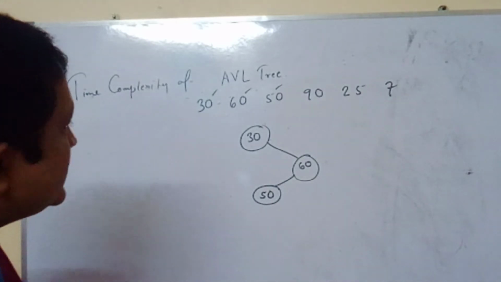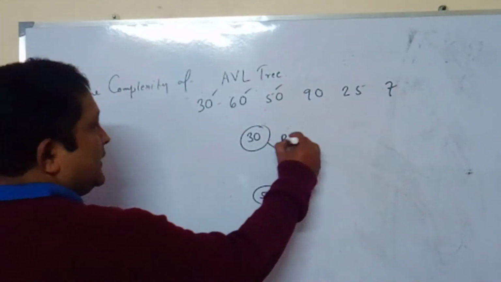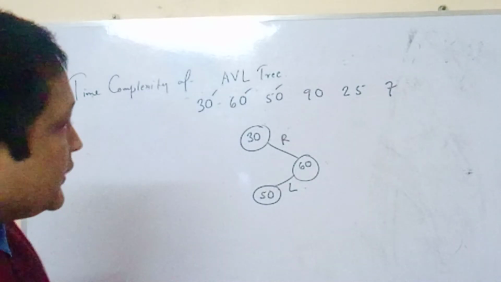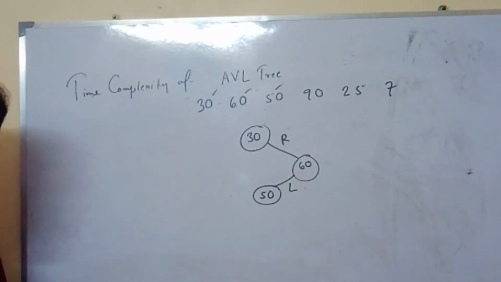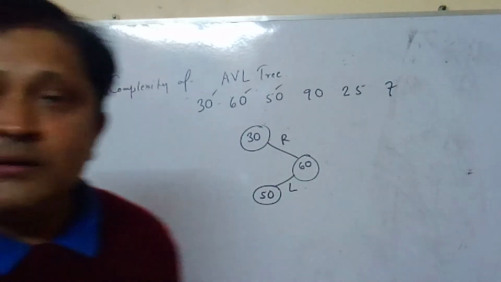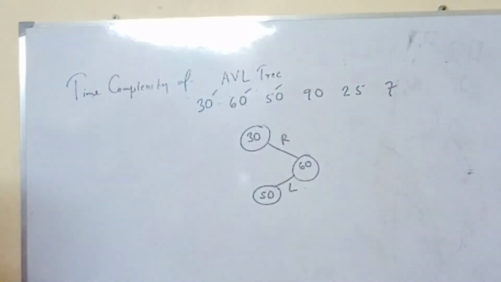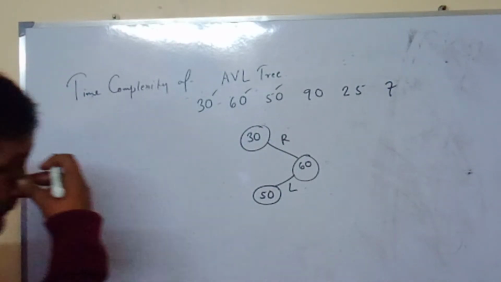Now this is right left unbalanced. So we have to go for the rotation. Accordingly we have to apply the rotations to make it a balanced AVL. This part, a balanced AVL subtree, we have to make.